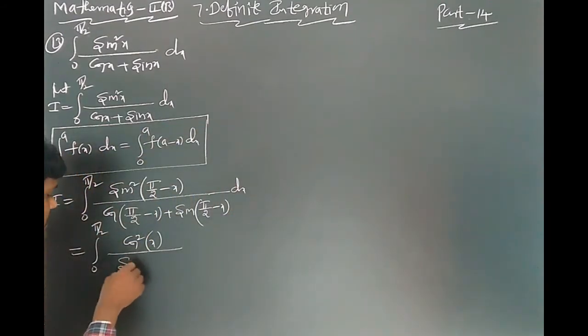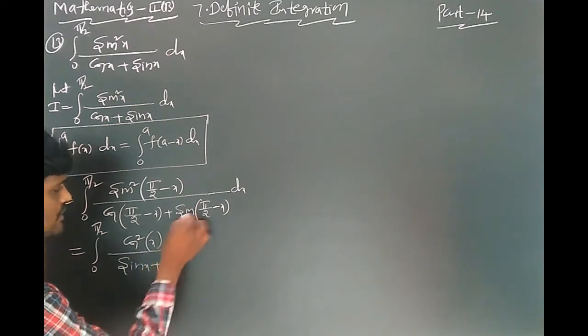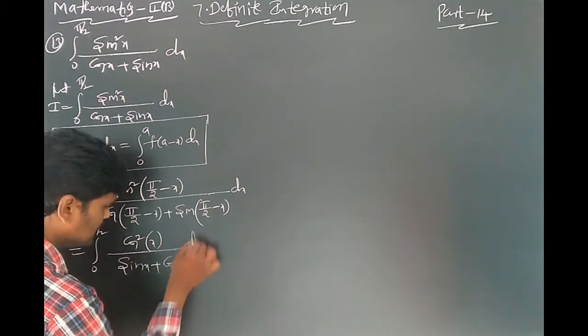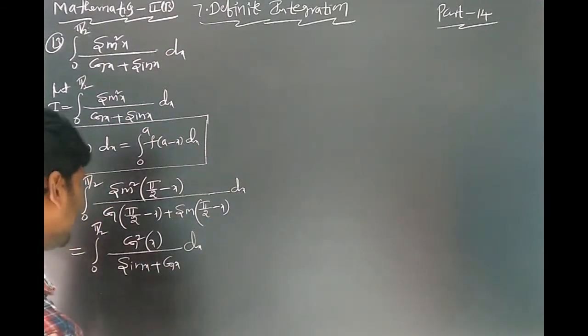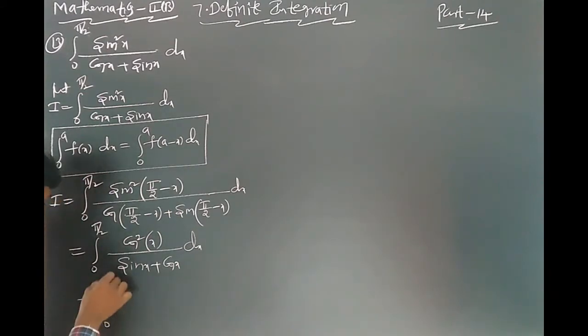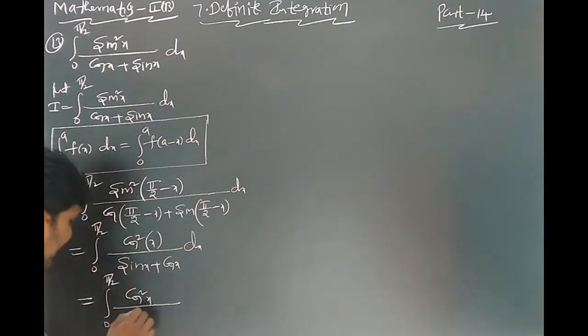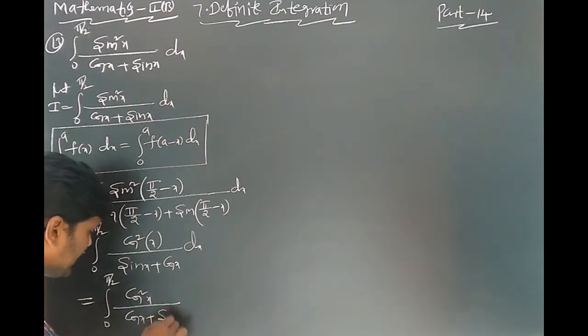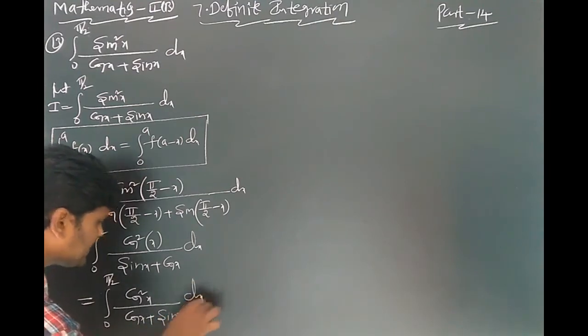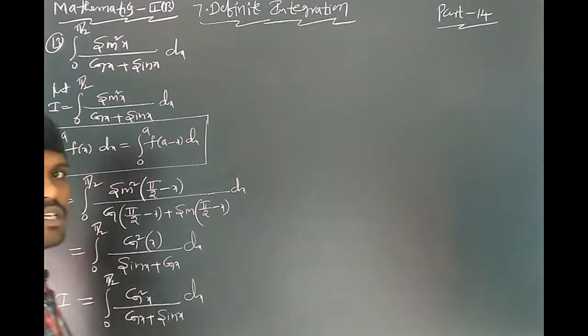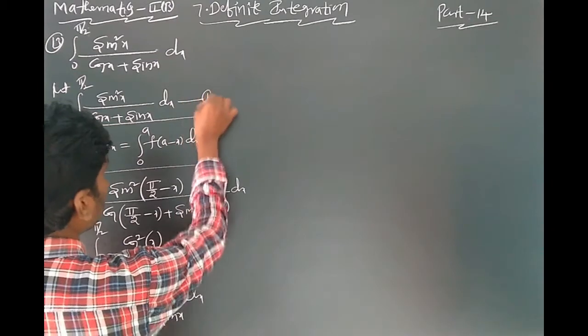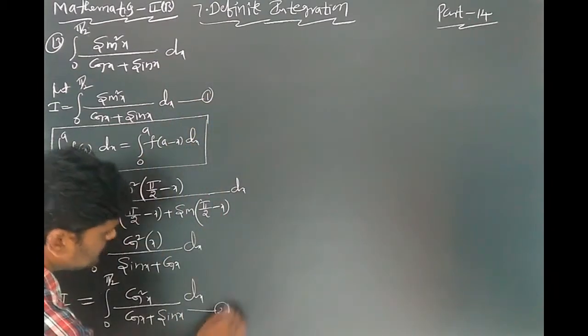After that, this is sin x plus this one is cos x into dx. This can be written as integral 0 to pi by 2 of cos square x by sin x plus cos x, nothing but cos x plus sin x, into dx. This is also I. Suppose this equation is 1 and this equation is 2.